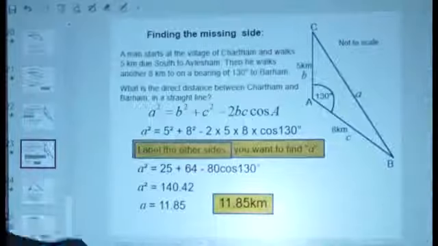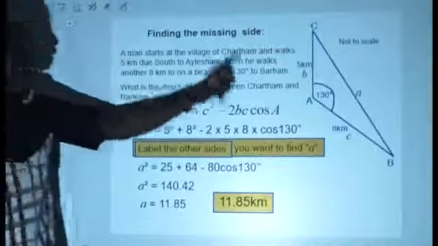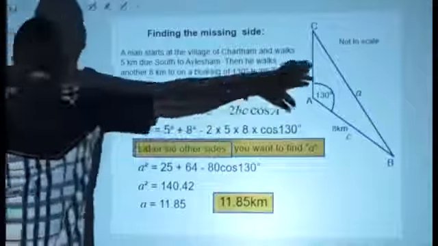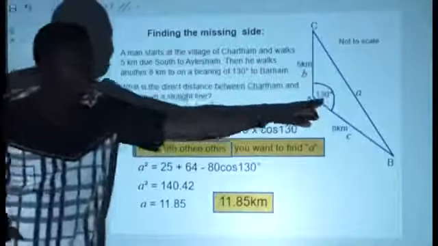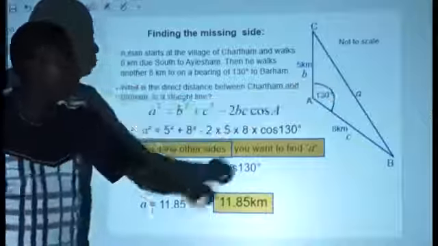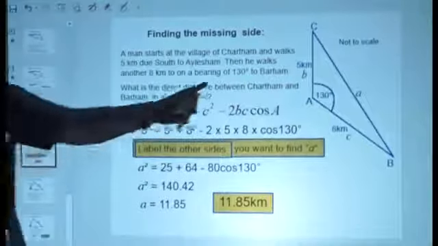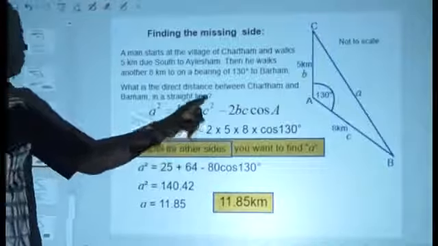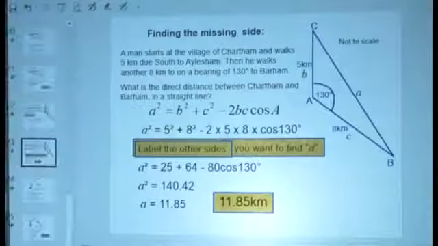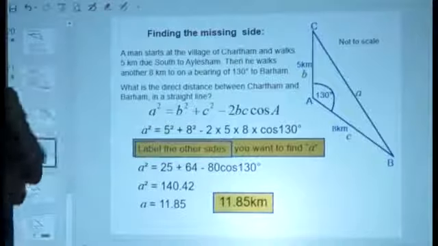Then to calculate the distance from C to B, we'll now look at what is given to us here. It has formed a triangle. An angle is given, the opposite is not given, but the other two sides are known. Then we now use a squared equals b squared plus c squared minus 2bc cos A. We substitute. This one is very, very important.